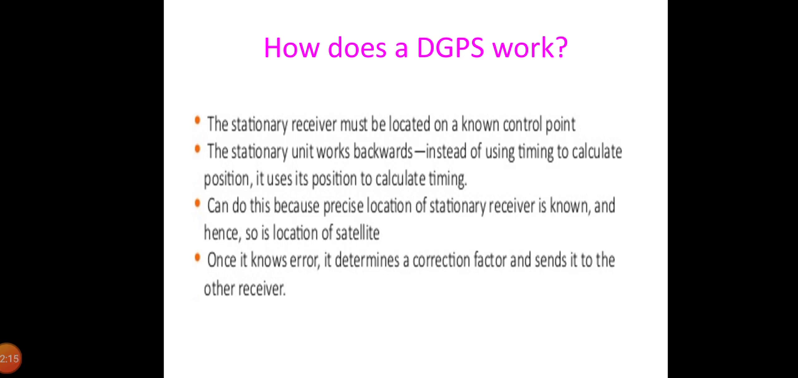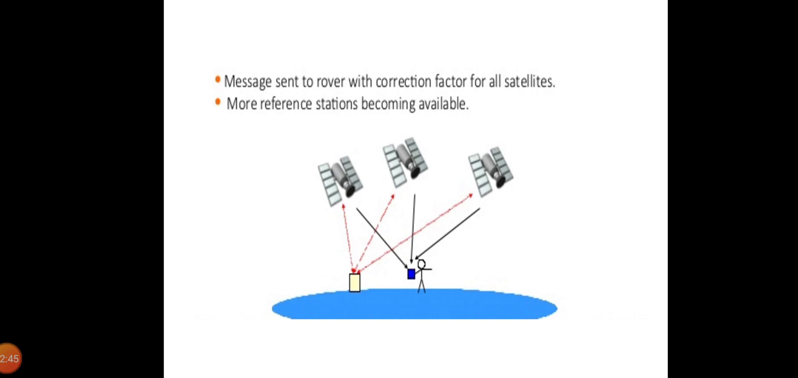The stationary receiver must be located at a known control point. The stationary unit works backwards, that is, instead of using timing to calculate the position, it uses its position to calculate timing. You can do this because the precise location of the stationary receiver is known, and hence so is the location of the satellite. Once it knows the error, it determines the correction factor and sends it to the other receiver. So this is how the message is sent to the rover with the correction factor for all satellites, and we can have more reference stations for the correction of errors to be very accurate.